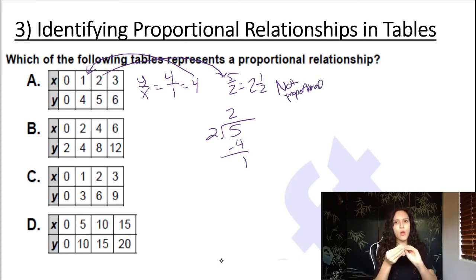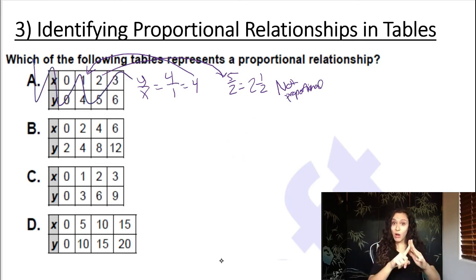Remember, it has to be the same number over and over again. So let me erase that, and I'm going to say not proportional. But it does start at 0, 0, so that's nice.